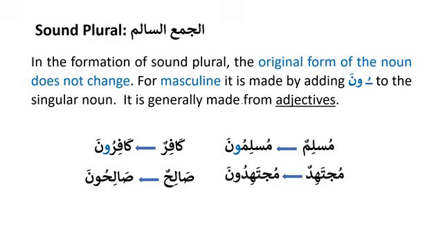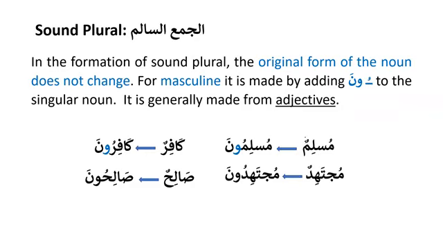So in case you want to review, you can go back to this lesson in the beginning of the course and you can review this lesson. And we know how to make al-jam'u salimu. How do we make it? Basically, the original form does not change. The original form remains as it is.